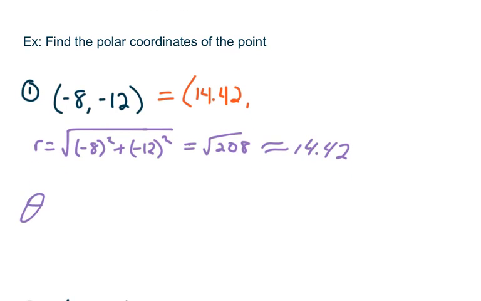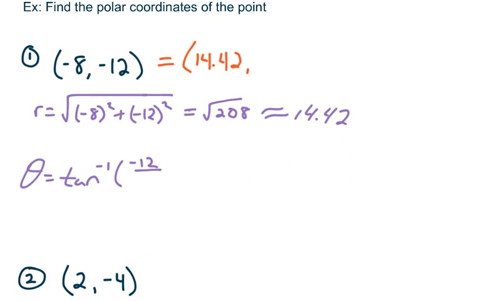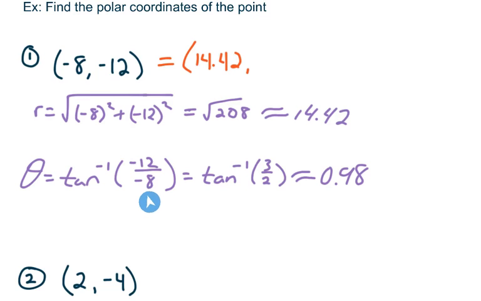So the angle is equal to tangent inverse of, let's see, it's y over x. So we're going to do -12 over -8. -12 over -8 is a positive 3 over 2. If you wanted to do that in your calculator, tangent inverse of 3 over 2. Again, if you want to just type it in like this, feel free. If you want to type it in like this, either one's going to be fine. What you're going to find out is that this is equal to 0.98.